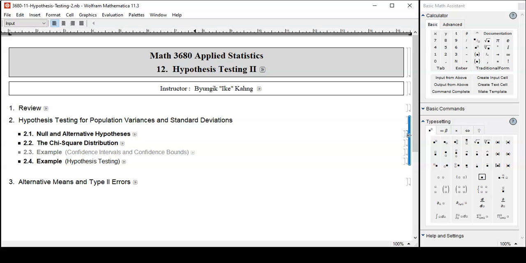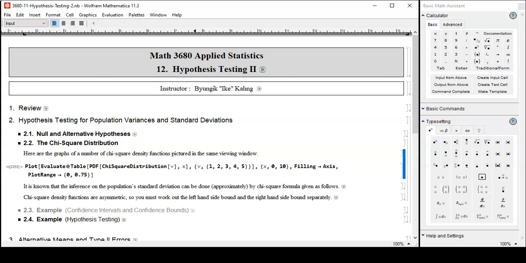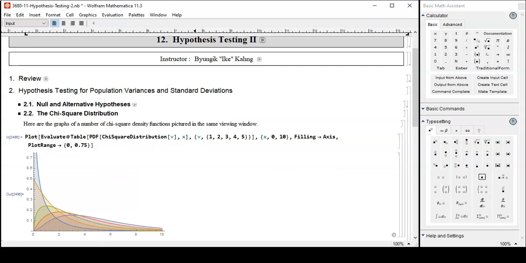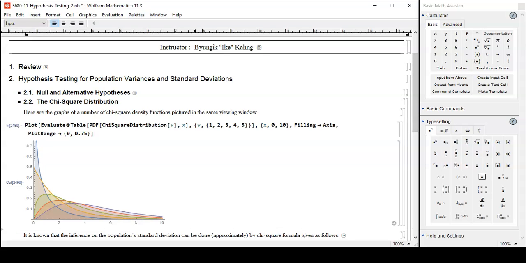The hypothesis testing for population variances and standard deviations, on the other hand, is fundamentally different. They follow, more or less, the chi-square distribution. Here are some chi-square density functions for selected degrees of freedom: 1, 2, 3, 4, and 5. So the sample size for this case is 2, 3, 4, 5, and 6, because in a one-dimensional case like this, the degree of freedom is n-1.